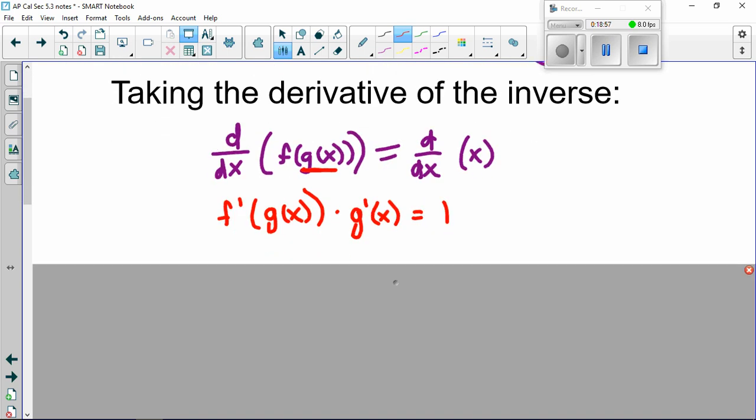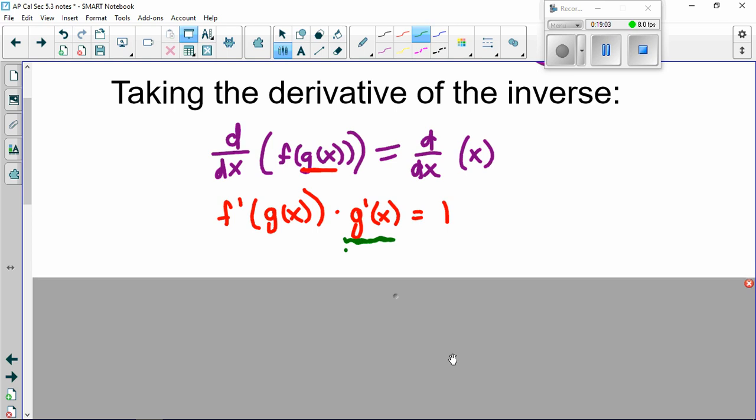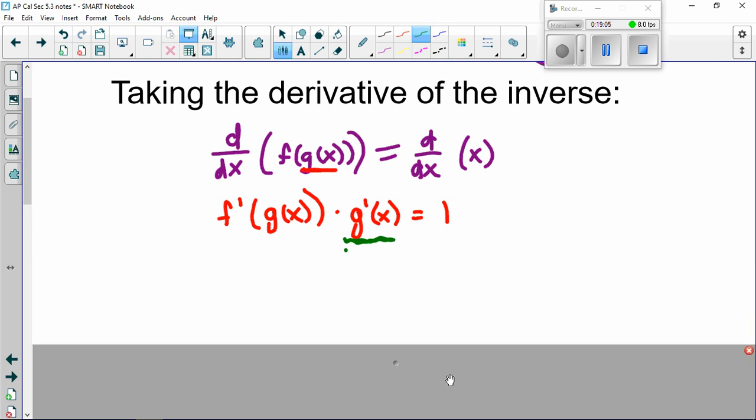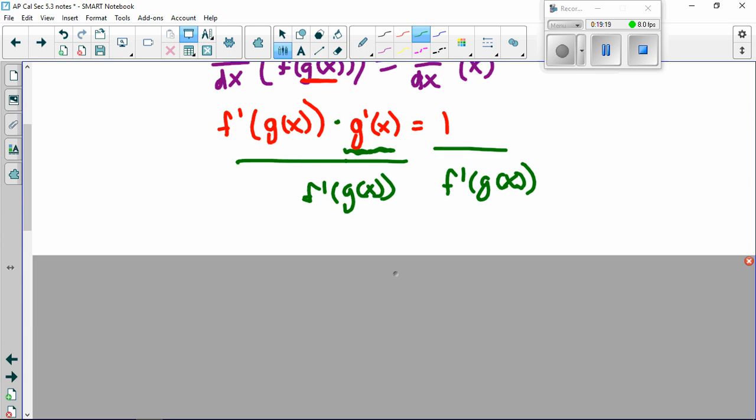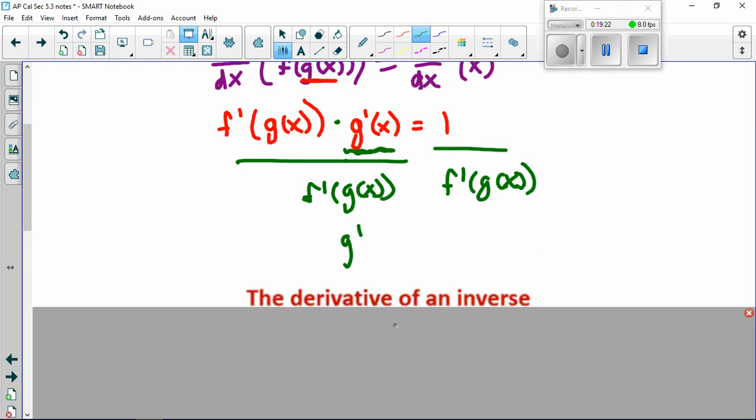Well, remember g is our inverse, and we're trying to take the derivative of our inverse, so we can take that, g prime of x. If we want to get it alone, it's multiplied, so we can divide f prime of g of x to the other side. So this means that the derivative of our inverse is 1 over, we use our original derivative and then we use the inverse itself before we take a derivative.